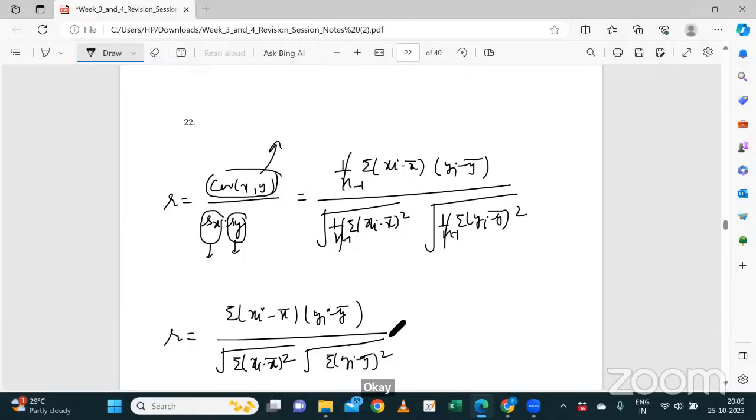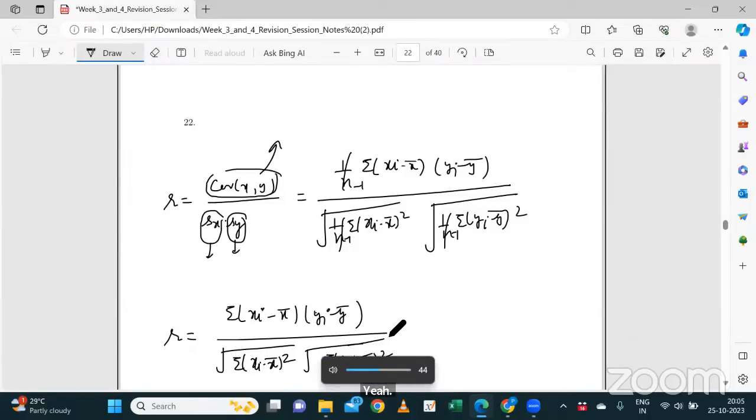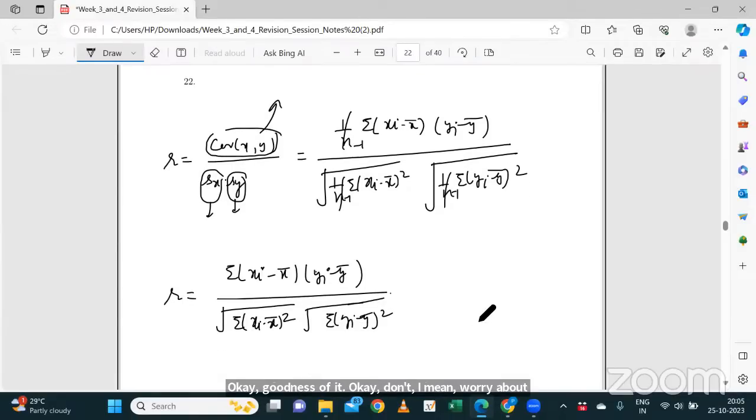Sir, we have best fit line, is it just a line or a value? Goodness of fit. Okay, don't worry about that much. You can simply get that from your Google Sheet or Excel sheet. We are not going to study that much depth about goodness of fit.